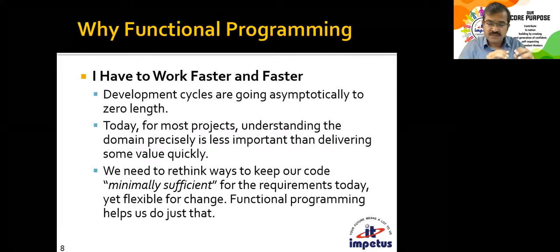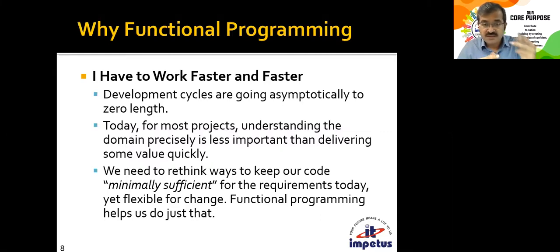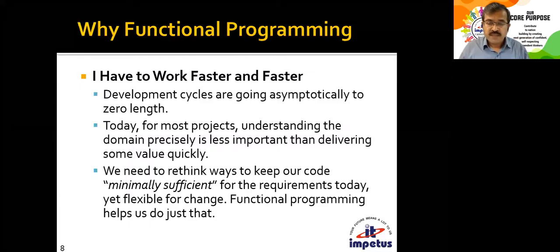So, minimally sufficient. We think the need is to rethink the way we keep our code minimally sufficient for the requirement for today, yet flexible for changes. Two things: a requirement for today, and flexibility for changes. That means it should not be difficult for us to modify those things. It should not be like the object-oriented concept, where once I change a class, it is going to have a lot of side effects. No, functional programming will actually help you fulfill that minimally sufficient kind of design. You will write code which will just take care of today's requirement, and it will be so simple that tomorrow if the requirement changes, I can modify that piece of code, and that will cater to the new requirement as well.